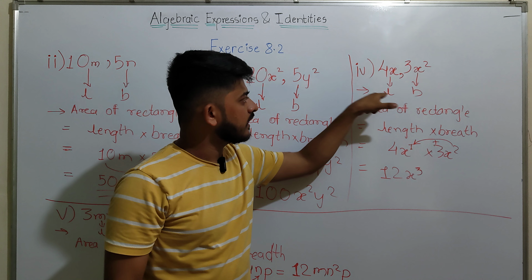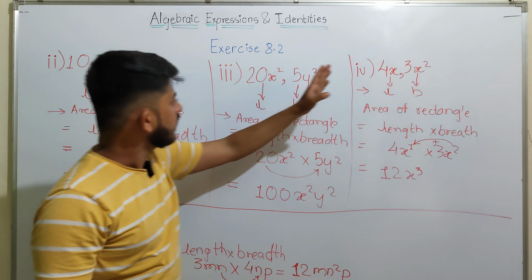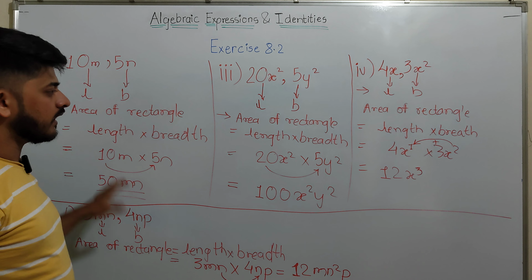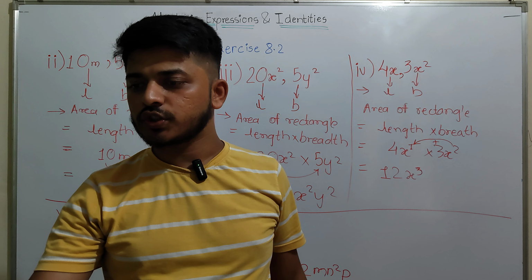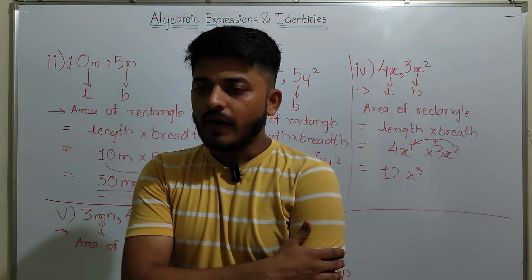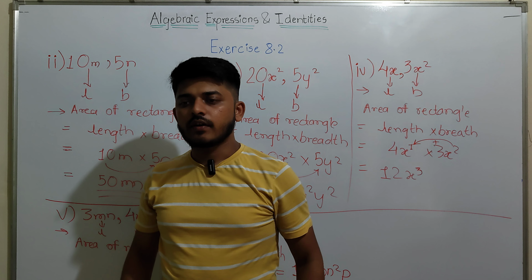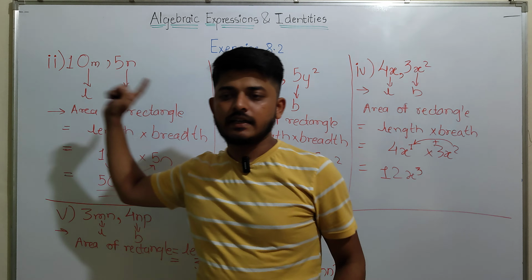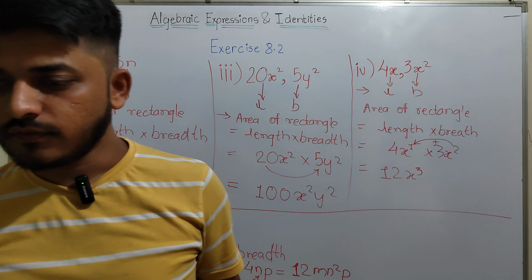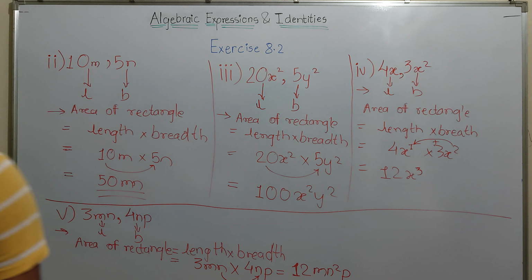Why have I taken this as the length and this as the breadth? In every question, why have I taken the length and breadth that way? Just because they have mentioned clearly in the question: find the areas of rectangles with the following pairs of monomials as their lengths and breadths respectively. So this was the second question. Now for the third question, you need to refer to the next upcoming video after this one.